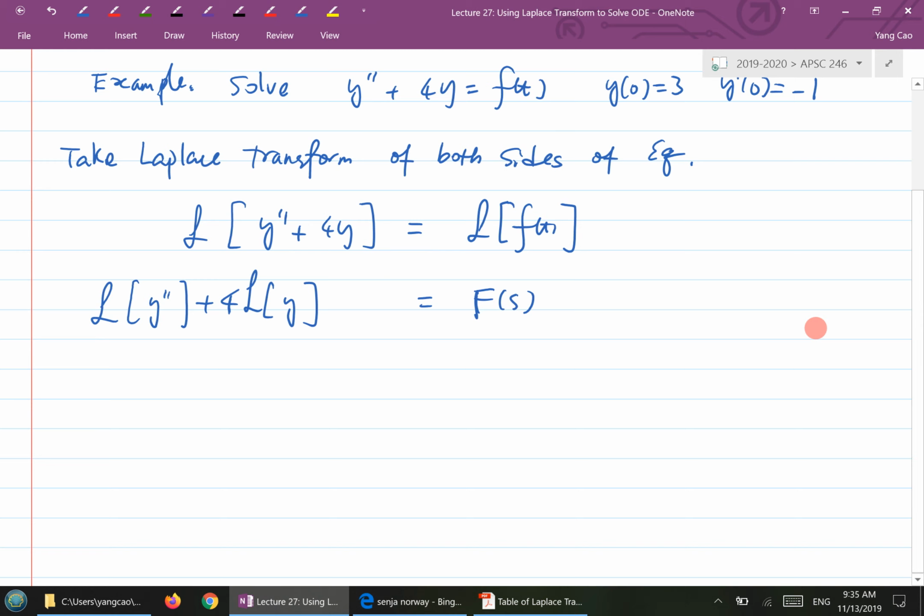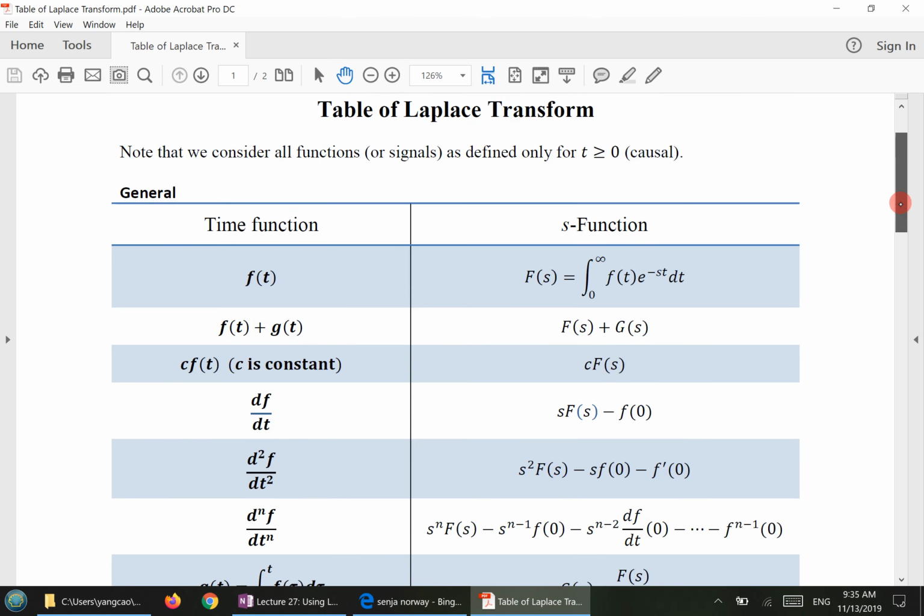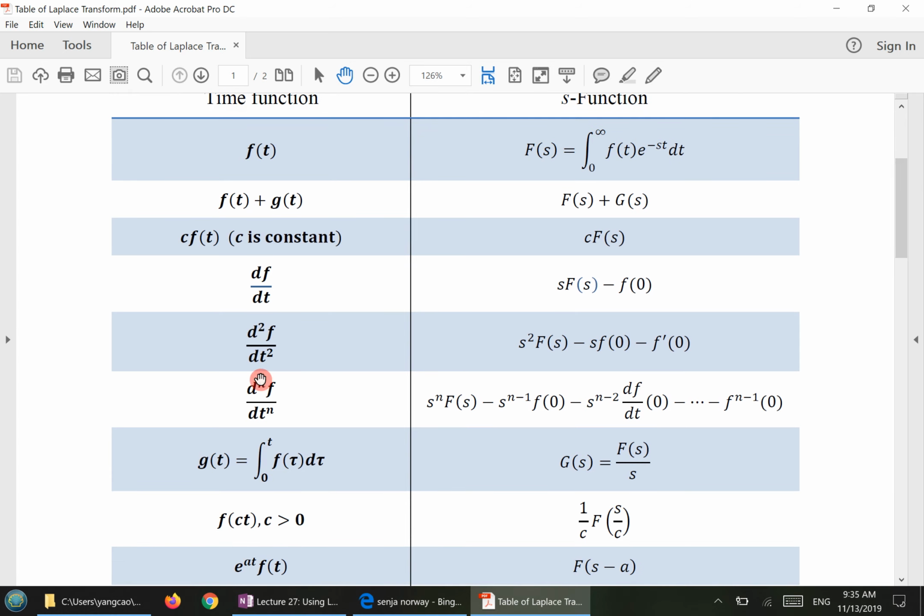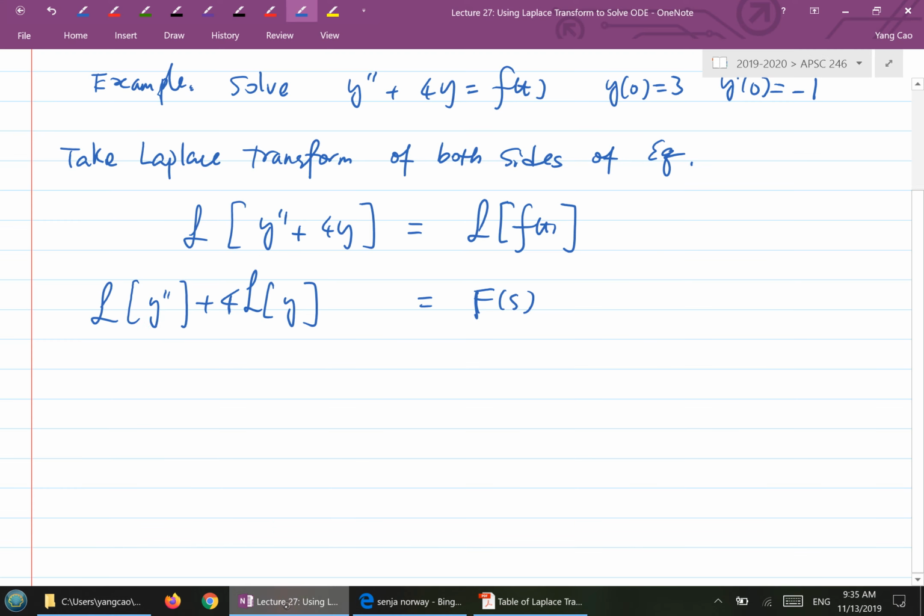So what is the Laplace transform of y double prime? And what's the Laplace transform of y? This is where we make use of the property. If you recall this property, when you have a second order derivative, its Laplace transform is this expression: s squared capital F of s minus s times the initial condition minus the derivative at the initial value. That's basically this one here. You change the f to y.